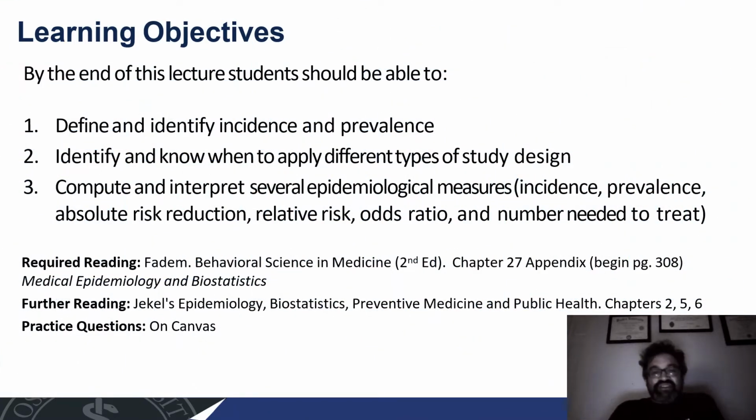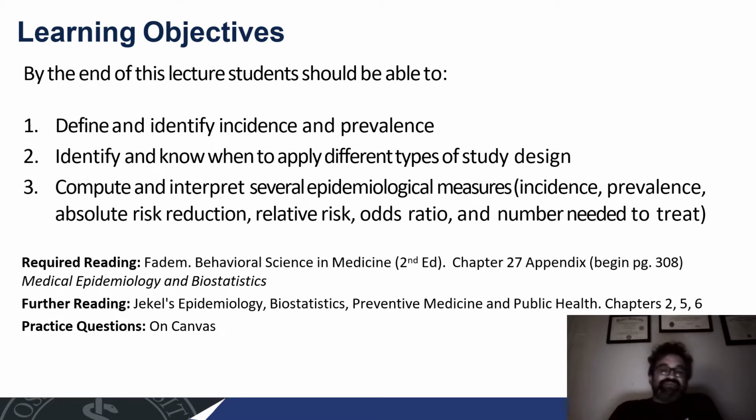So the learning objectives that you'll be going over by the end of this lecture, you should be able to define and identify incidence and prevalence. And these are some basic concepts that you start with, understanding ratios, etc. And then identify and know when to apply different types of study design.